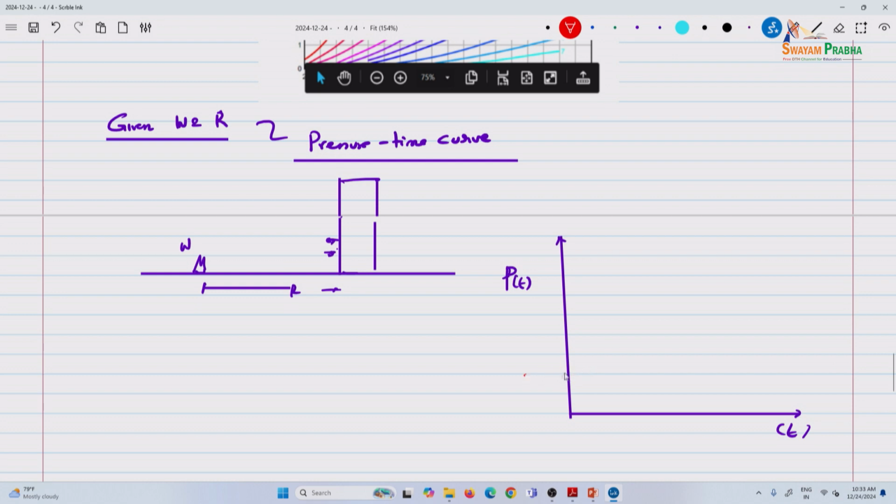So there is an atmospheric pressure P naught that is acting. P naught, anybody knows the value of how many bars? 1 bar. Yeah, 1 bar is what, 0.1 megapascals? 0.1 megapascals. So atmospheric pressure P naught is equal to 1 bar, which is 0.1 megapascals.